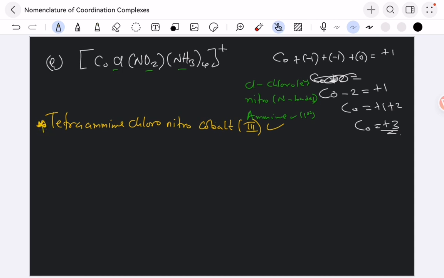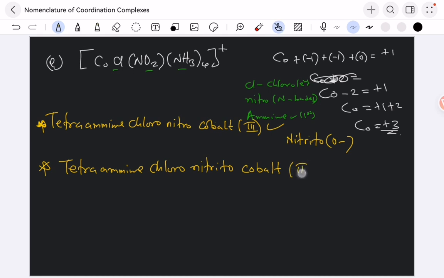The second name is where we consider that it's not bonded to nitrogen, but it's bonded to oxygen, which is going to be nitrito if it's bonded to oxygen. So therefore the name becomes tetraamminechloronitritocobalt 3. So for this one, it's O bonded. Then the first one is N bonded.